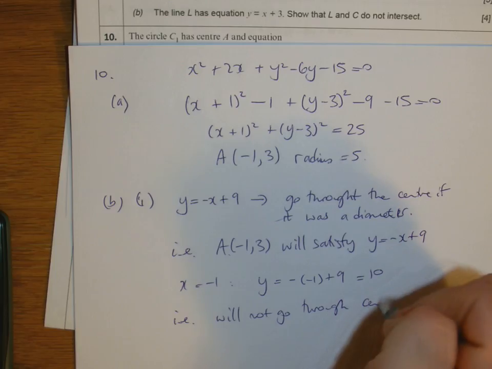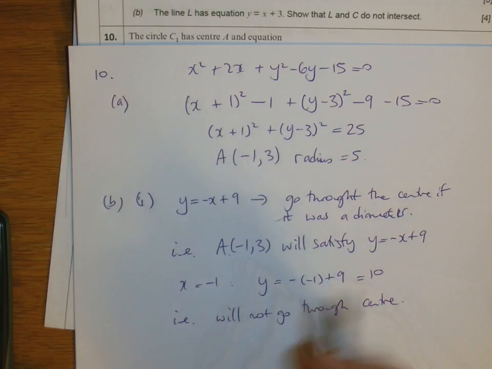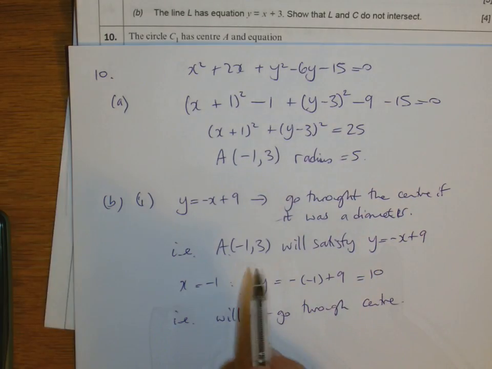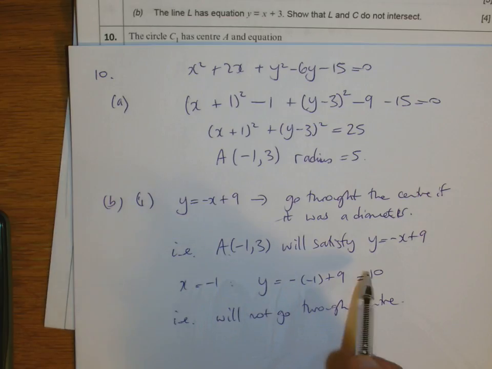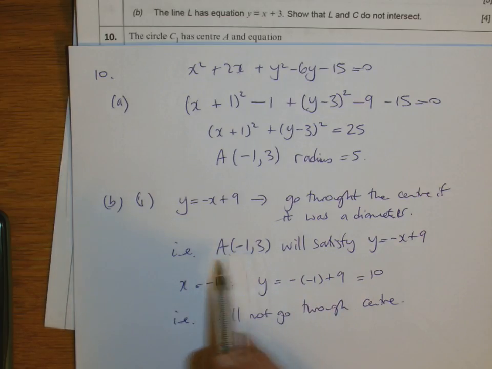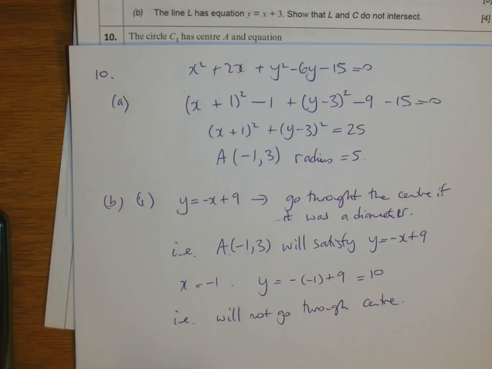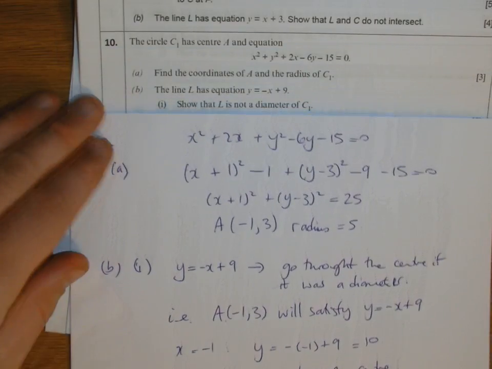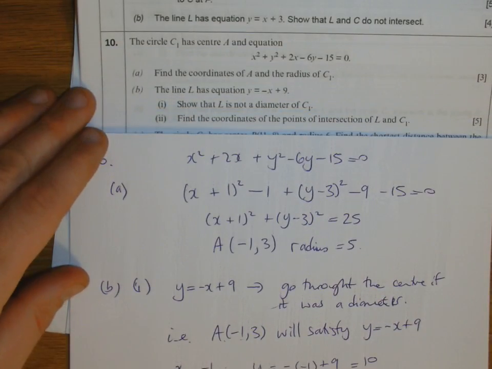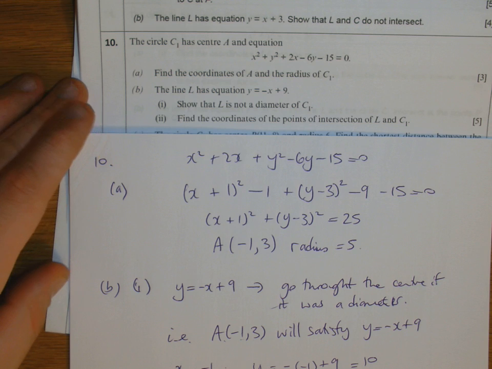So it will not go through the centre. So you just need to see if that centre point of the circle satisfies this equation. It doesn't. When x is minus 1, y comes out to be 10. It doesn't come out to be 3. In other words, it doesn't go through this point. Okay, so question 2, find the coordinates of the points of intersection of L and C1.